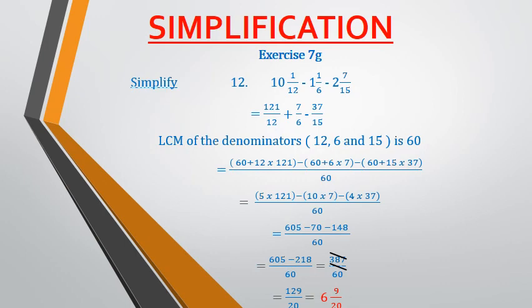So 387, we will divide it by common number. Sorry, we will divide it by common number 3. So 387 divided by 3 gives 129, and 60 divided by 3 gives 20. Now children, 129 by 20 cannot be reduced further. So now this is an improper fraction. We will change it into a mixed fraction, which is equal to 6 9 by 20, and this is our final answer.